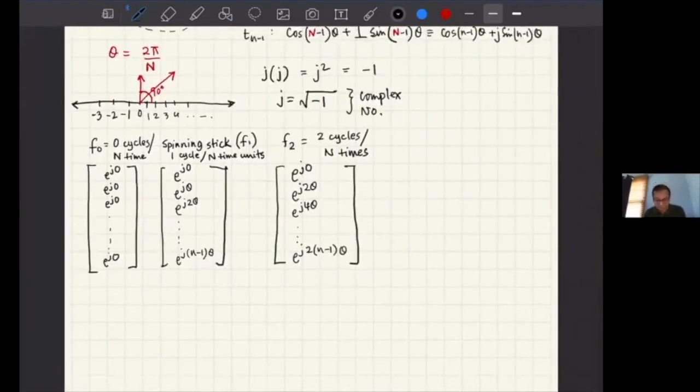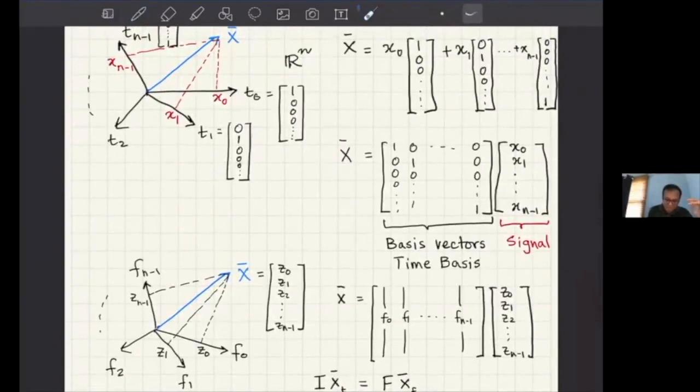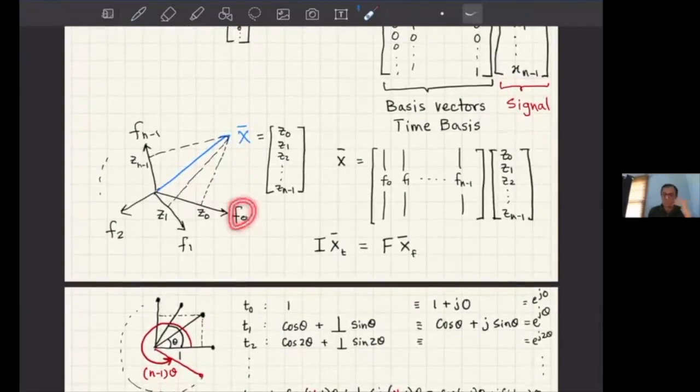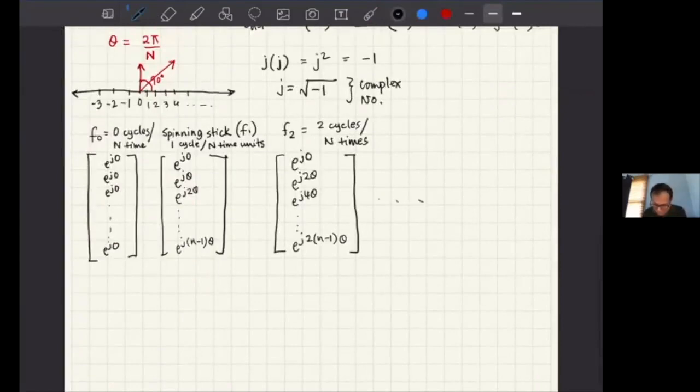Okay. But now let's go all the way to n minus 1, because we want n frequencies, right? Like we had n time steps, remember? We had n different time vectors, all the way till t n minus 1. So similarly, we want n different frequency vectors. So if we go all the way here, then we want f n minus 1. And that is basically n minus 1 cycles per n time units.